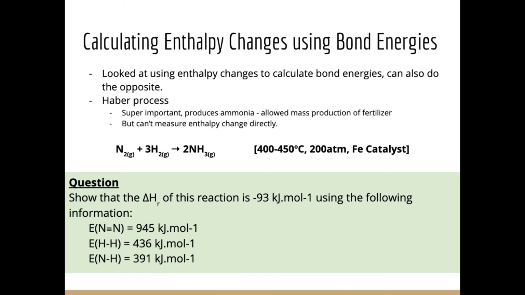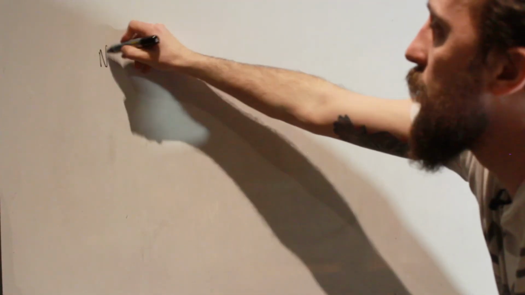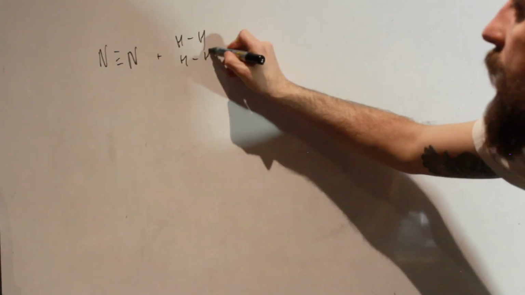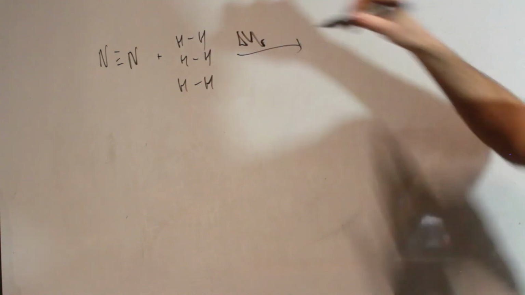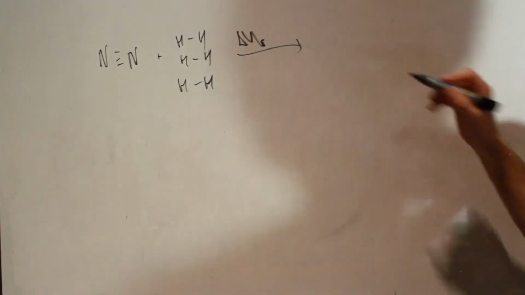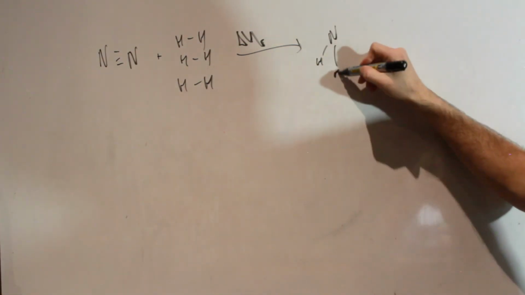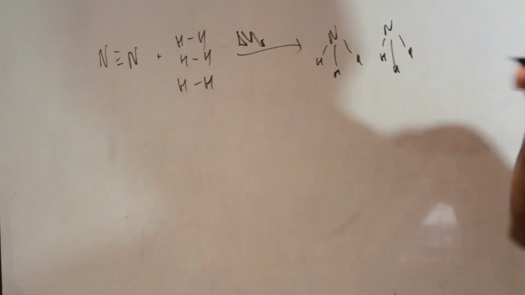To start with, we want to write the equation out like we do, but we're going to write it out a little bit differently. We're going to show all the bonds that are present in the molecules. So I have N2, N triple bond N, and I'm reacting that with 3 lots of H2. So H, H, H, H, H, H. I have the delta H of the reaction that I want to calculate, and I'm forming 2 NH3 molecules, more accurately. So 1 and 2. Lovely.